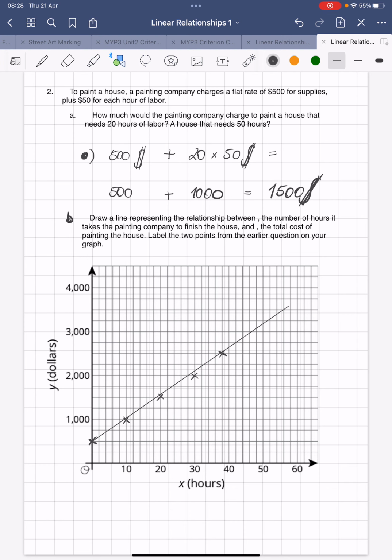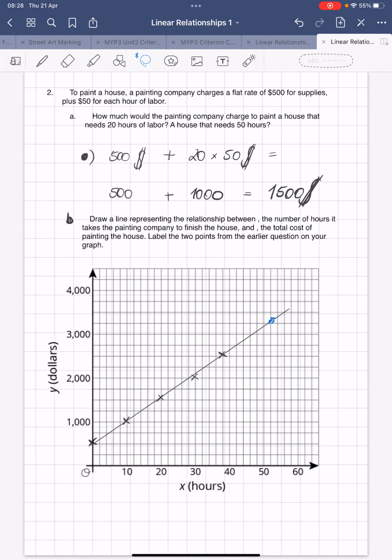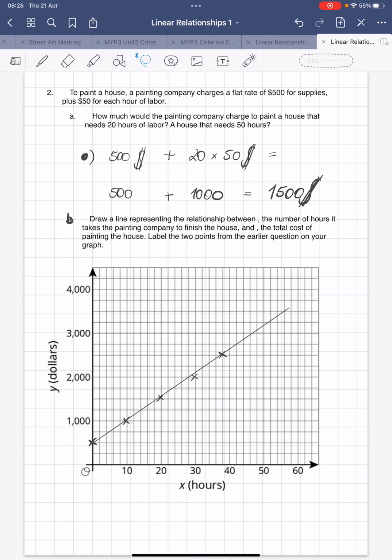And it looks like this. Sorry, this always kind of changes my line. So there we go. I'm going to do it like this. And that's what it should look like approximately, yeah? And you should be marking these 2 points. So you should be marking the 1,500 and the one that you got for the 50 hours as well, with a little dot or a little X like I do here. And that's question B done.